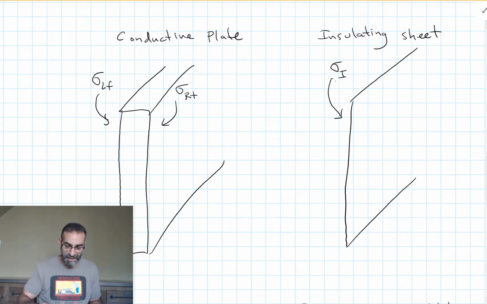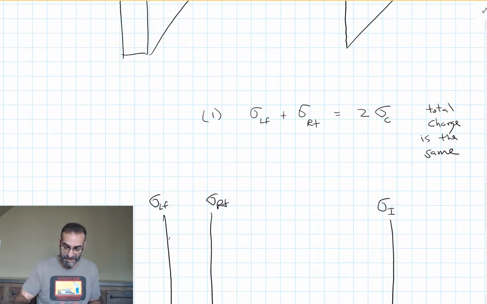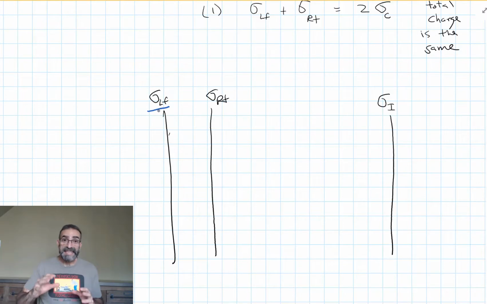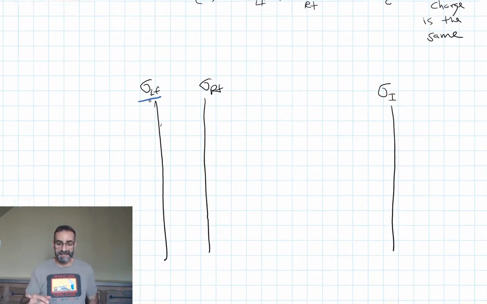So I'm just going to call it sigma left and sigma right. Sigma left, I'm going to use blue for sigma left. And I'm going to assume that these are all positive, because if I do that, you'll see in the end, if I got the sign wrong, it self-corrects. If I assume they're negative and I get the sign wrong, it doesn't self-correct at the end. So I'm going to assume all of these are positive.